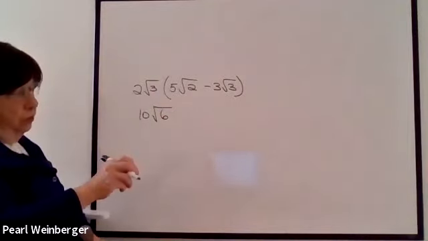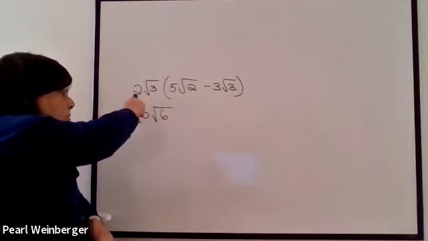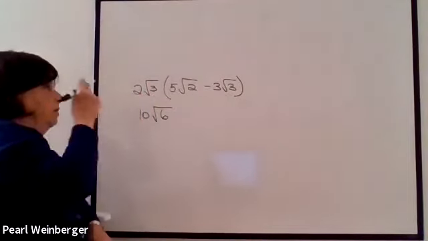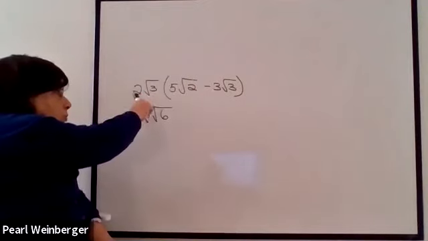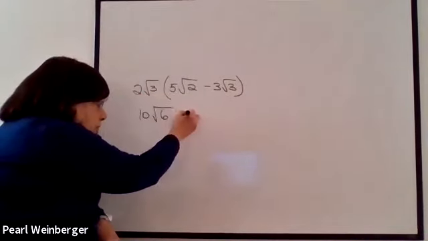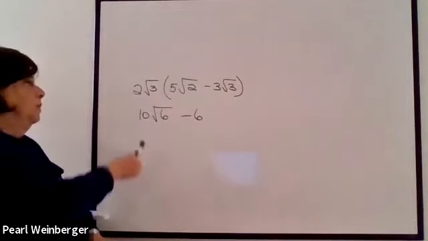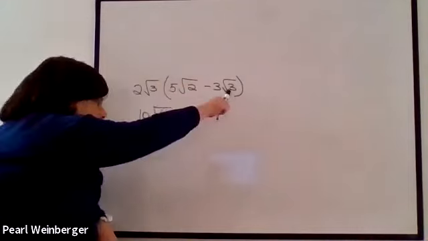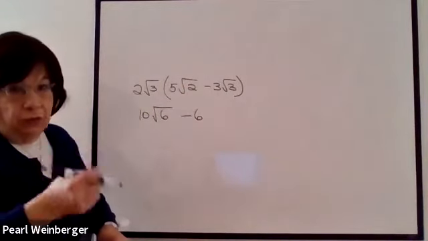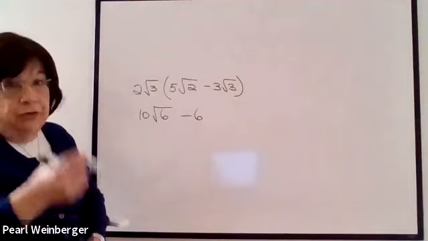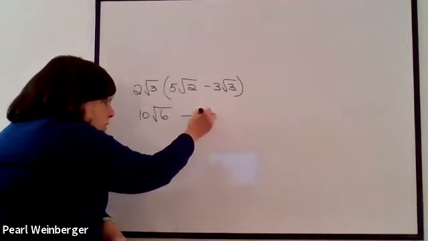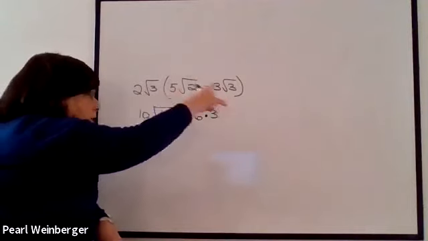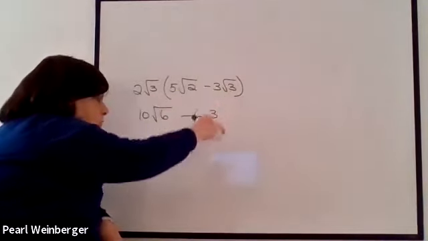That takes care of my first term. Then I go back and take the 2 radical 3 and multiply by the negative 3 radical 3. So 2 times negative 3, those are the outside numbers, give me negative 6. What I'm left with is a radical 3 times a radical 3. Now, I could say it's radical 9, but I know the square root of 9 is just plain 3. And that goes along with the fact that whenever you're multiplying a radical by itself, it removes the radical.